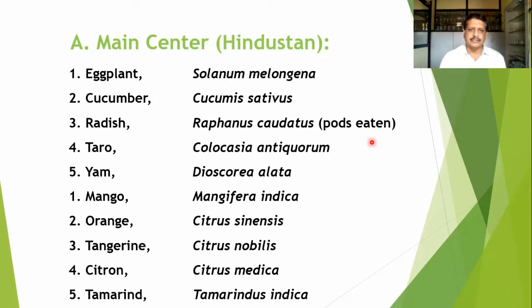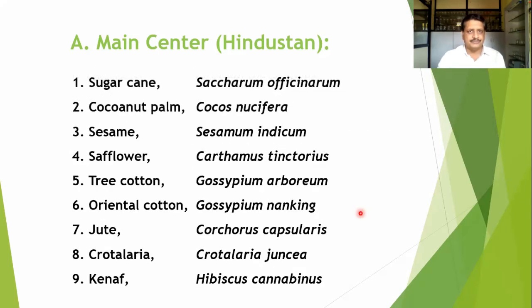Then cucumber, it is the Cucumis sativus, Raphanus caudatus, Colocasia antiquorum, Dioscorea alata, Mangifera indica. The common names have been shown here on this side, and I am reading just the botanical names of those plants. Then Citrus sinensis, Citrus nobilis, Citrus medica, Tamarindus indica, which we call tamarind. These are also originated from the Burmese and these locations.